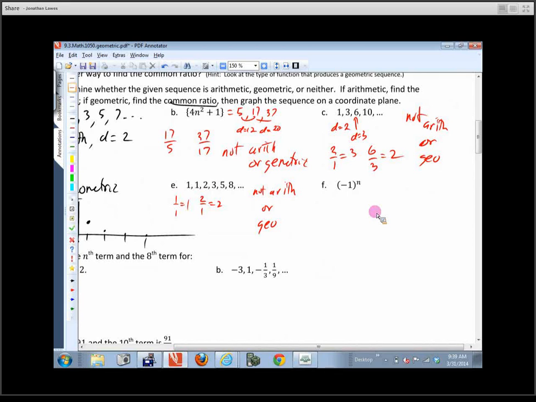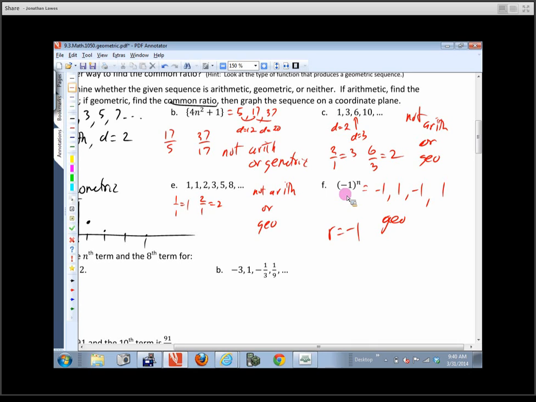It is geometric. Okay, it is geometric. Okay, it fits the technical definition for a geometric sequence, because if I plug in a 1, I get a -1, then a +1, then a -1, then a +1, and so forth. So this is geometric, and the common ratio on this one is -1. Notice that it's the same as the base of the exponential.